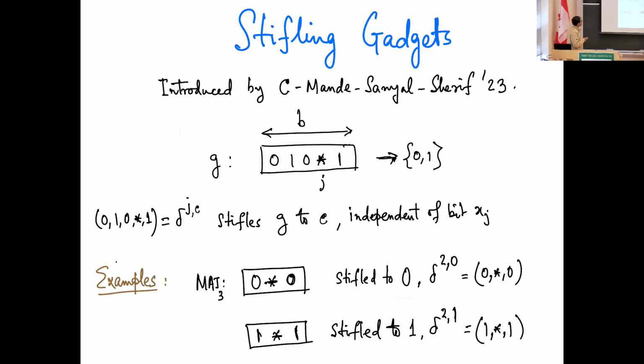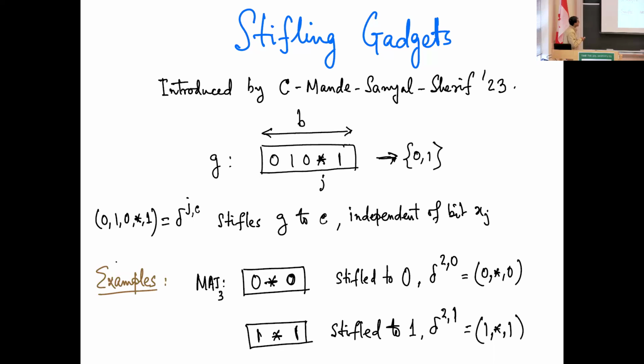Okay, and stifling gadgets will help us in this for the following reason. So, when do I call a gadget stifling? This was a notion that was introduced earlier in our work. Imagine you have a gadget G, which is acting on B bits, and you give me an arbitrary variable J. We would like to say that this variable has been stifled by the assignment to the other variables, in the sense that no matter how you assign this variable, given that the other variables have been assigned in this way, the output of G gets determined.